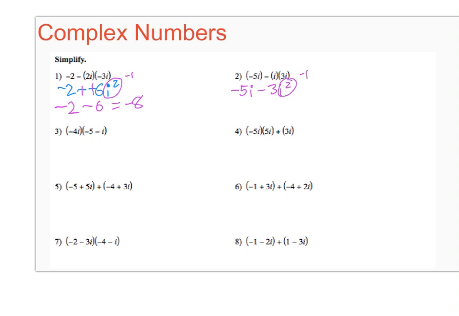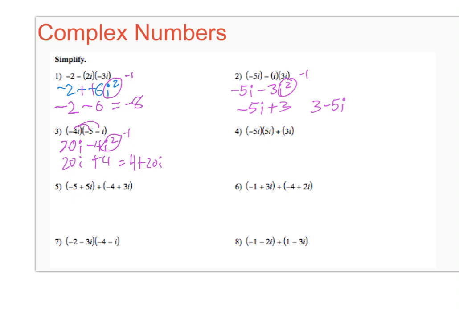For number 2, I'm going to rewrite this: negative 5i minus i times 3i is 3i squared. i squared is negative 1. So this becomes negative 5i plus 3, which we tend to write as 3 minus 5i, but it doesn't matter. For the next one, we've got negative 4i times negative 5 is going to be 20i. And then negative 4i times negative i is going to be minus 4i squared, which is plus 4, because i squared is negative 1. So we got 20i plus 4, which we tend to write as 4 plus 20i.